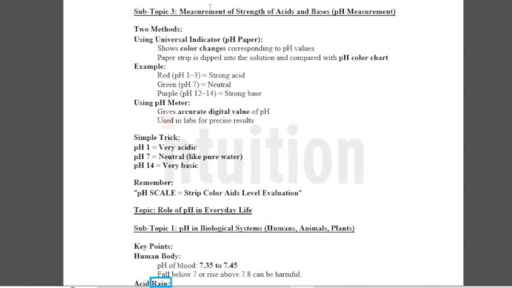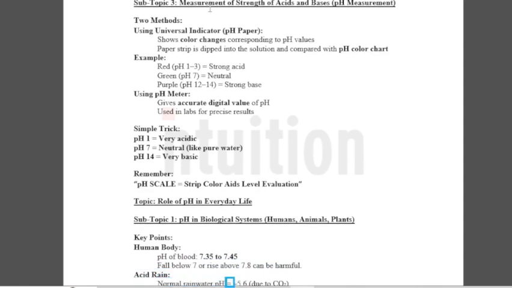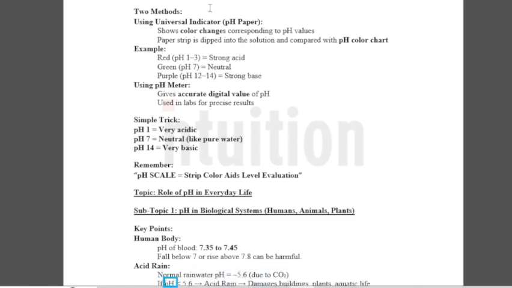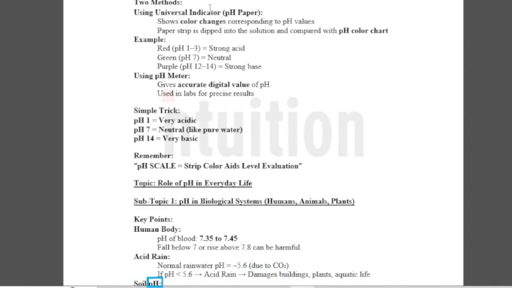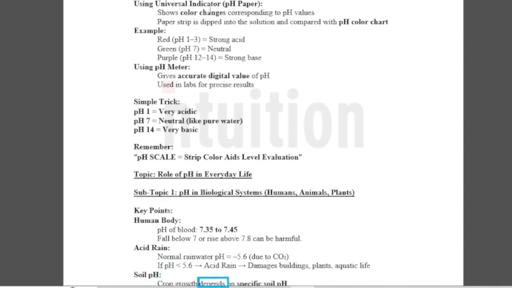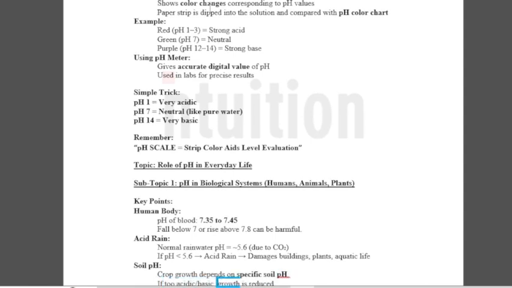Acid rain. Normal rainwater pH is about 5.6, due to CO2. If the pH is below 5.6, acid rain damages buildings, plants, and aquatic life. Soil pH: crop growth depends on a specific soil pH. If the soil is too acidic or too basic, growth is reduced.